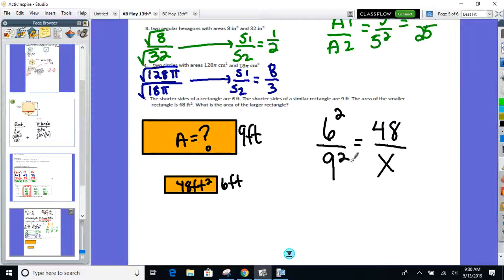There you go. You can't just set the sides equal to the area. You have to square the sides first before you set it equal to the area. Okay? Got to square the sides first. Now we have something we can solve. Sides and area are never equal to each other. Square the sides.